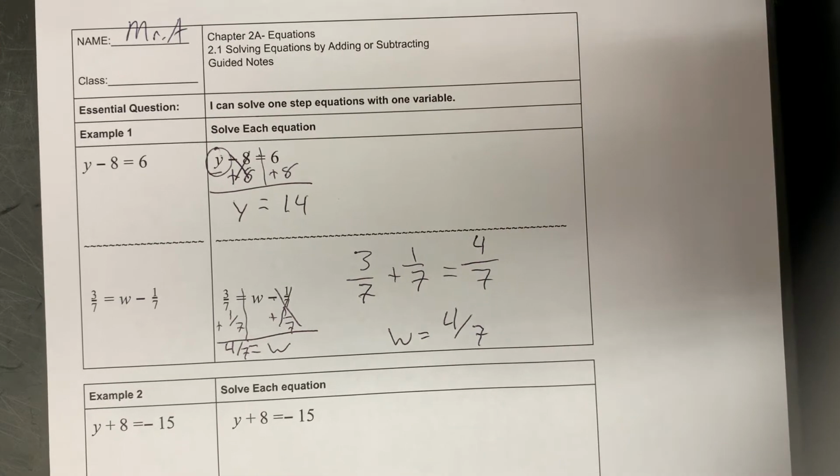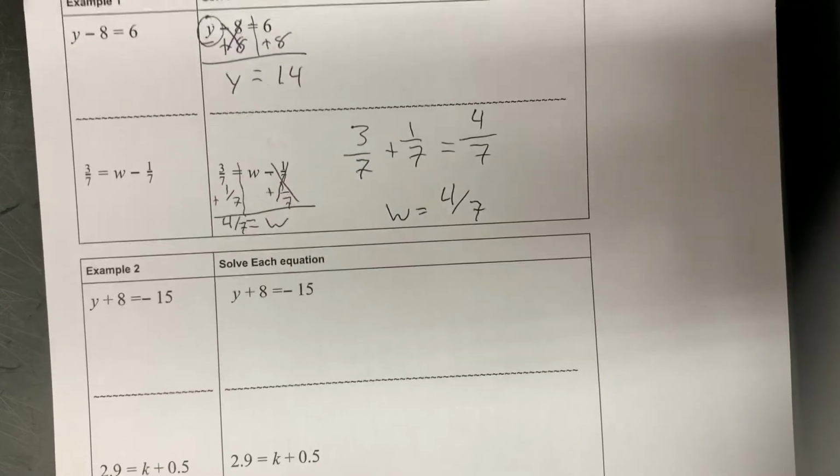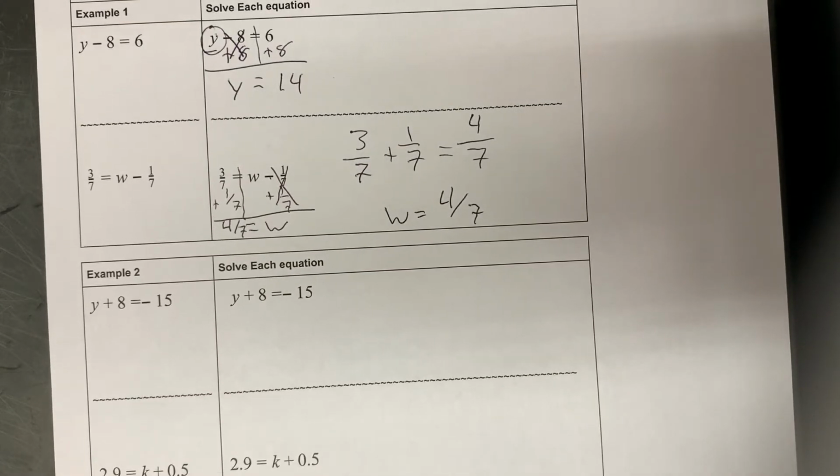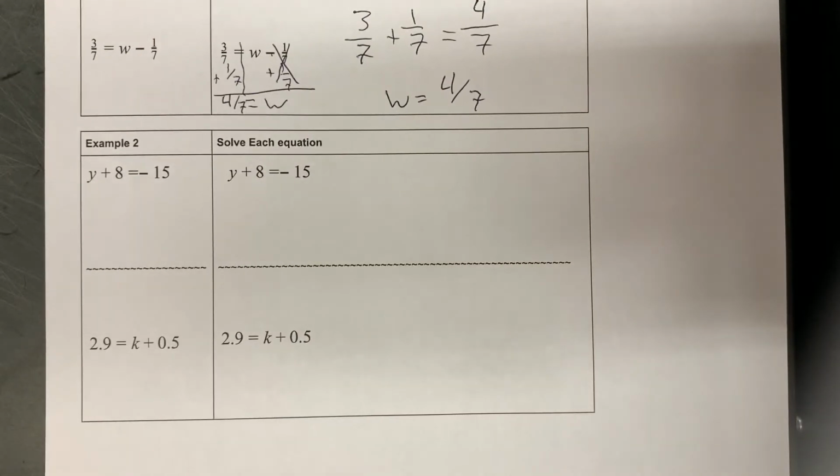Moving down to our second example. Sometimes you're going to end up with negatives, and that's okay. If we have negatives in our equations, we're going to make sure that they equal out to 0, or we make sure that we isolate our variable as well. We cannot have a negative variable.